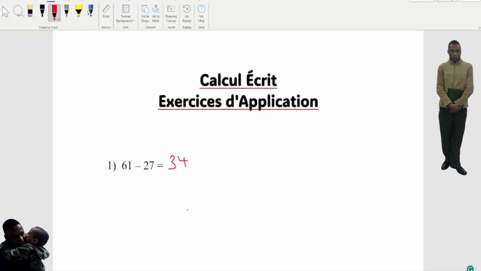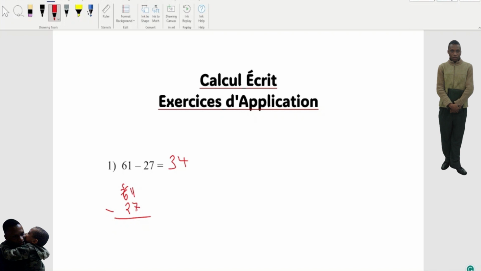Now, there's another way we can do this, okay? We can do like this, 61 minus 27. Now, 1 minus 7 is not gonna work because we cannot take 7 inside of 1. So we have to borrow 1 from the 6. When we borrow 1 from 6, it's gonna be left with 5. And then we're gonna put 1 here.